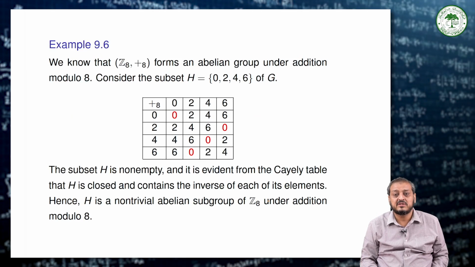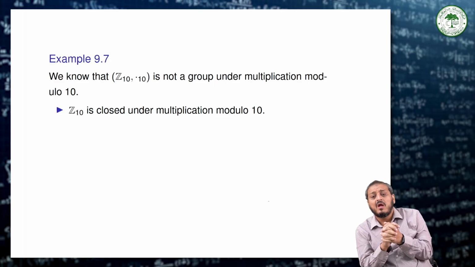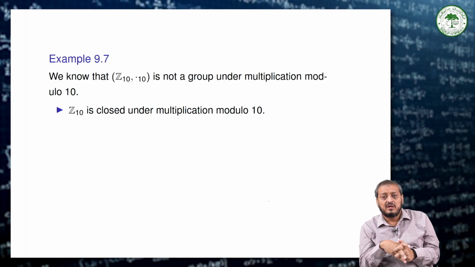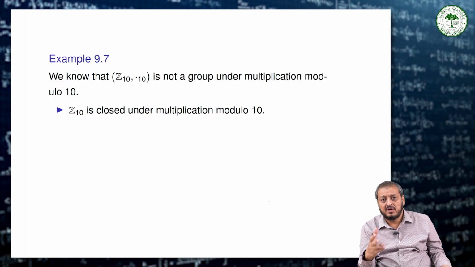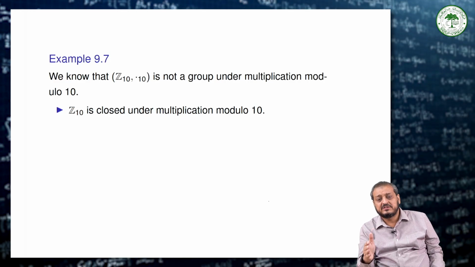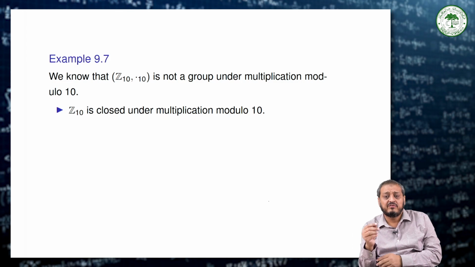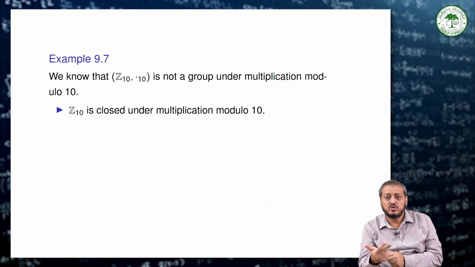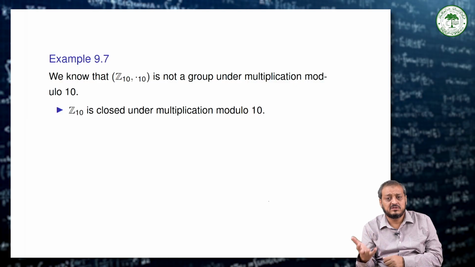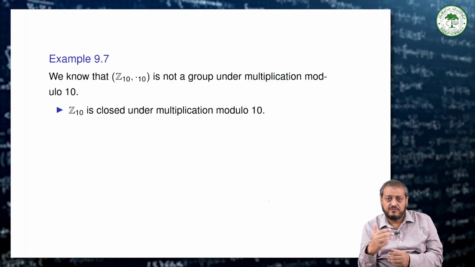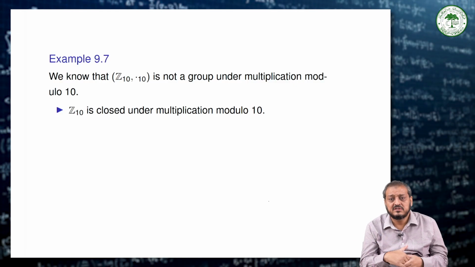Students, in the last class we discussed the one-step criteria of the subgroup. We just have to check that a subset H is a subgroup if H is non-empty, H is closed, and every element has an inverse that also belongs to H. If these three conditions hold, we can say that H is a subgroup.